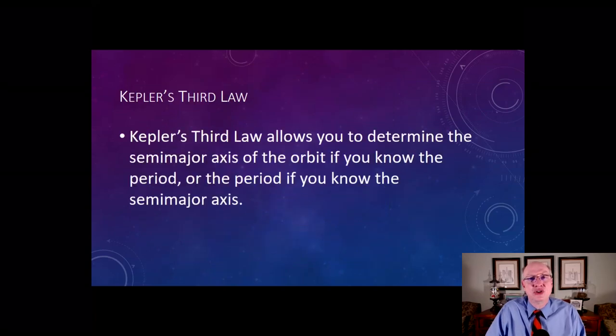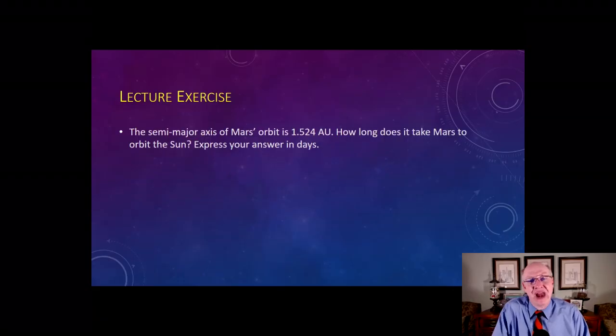So Kepler's third law allows you to determine the semi-major axis of the orbit if you know the period, or the period if you know the semi-major axis. So let's do this for Mars. The semi-major axis of Mars' orbit is 1.524 astronomical units. How long does it take Mars to orbit the sun, and express your answer in days? So go ahead, take a minute, go out there and do that. How long does it take Mars to orbit the sun, and then express your answer in days?